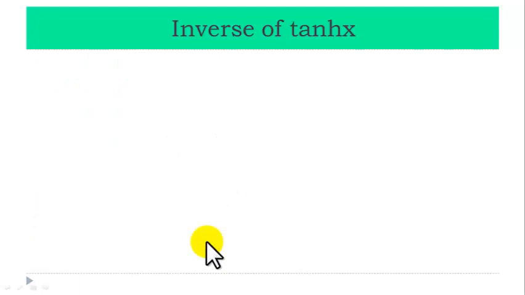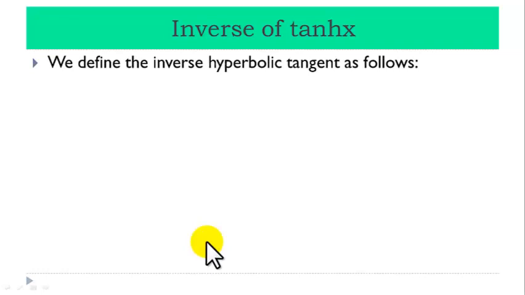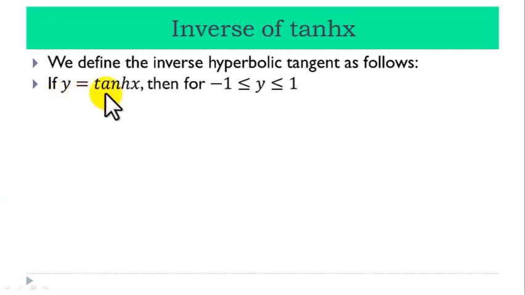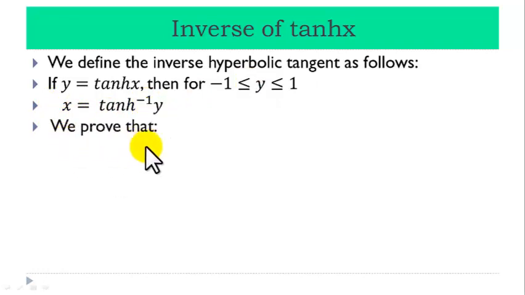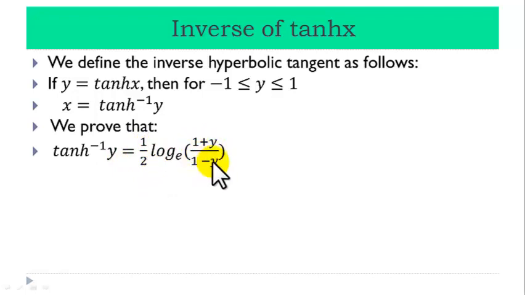The inverse of the tanh x function. We define the inverse hyperbolic tangent as follows. If y is equal to tanh x, then for y greater than or equal to minus 1 and less than or equal to 1, x is equal to arctanh y. We prove that arctanh y is equal to half times the natural log of 1 plus y all over 1 minus y.